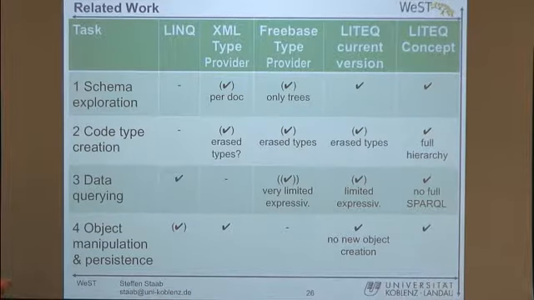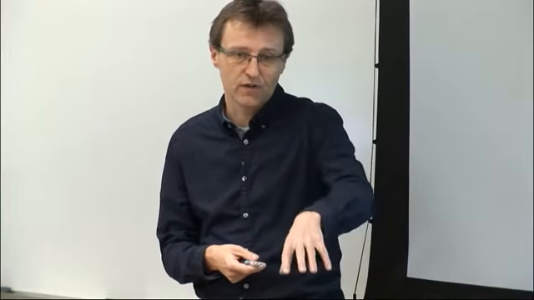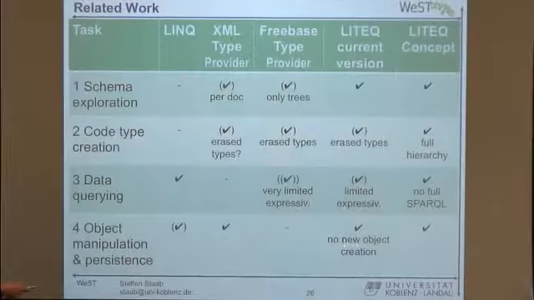And for data querying, yeah. So here the Freebase type provider basically asks for the instances of a particular class. If you have the country class and you get all the instances of that, you would of course get all the countries, but not much more. And once we have the full types, not just the erased types, we can also do new object creations. Currently, we can't do that.